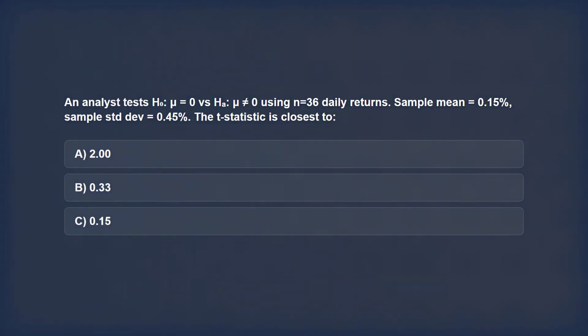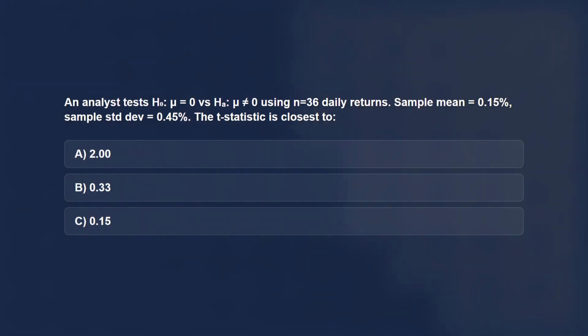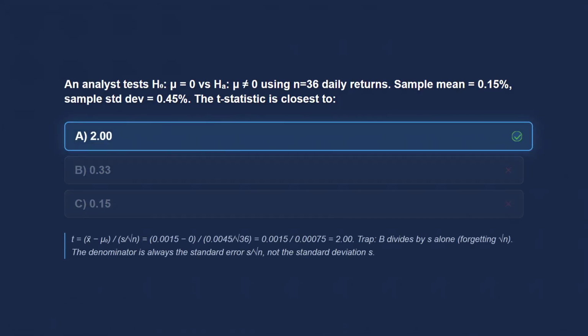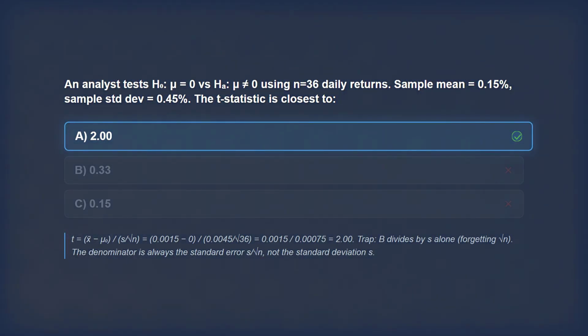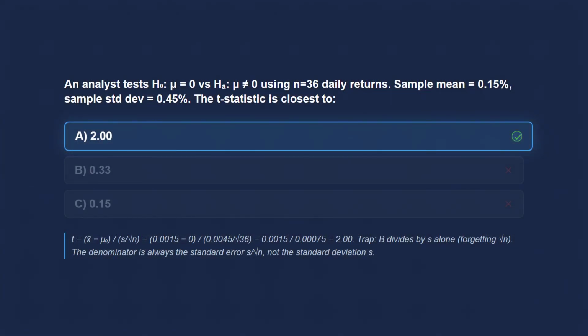The answer is A. T equals 0.0015 minus 0, divided by 0.0045, divided by root 36. Root 36 is 6. Standard error equals 0.0045 divided by 6 equals 0.00075. T equals 0.0015 divided by 0.00075 equals 2. If you chose B, 0.33, you made the most common trap on this topic.